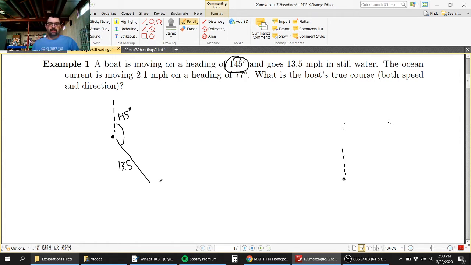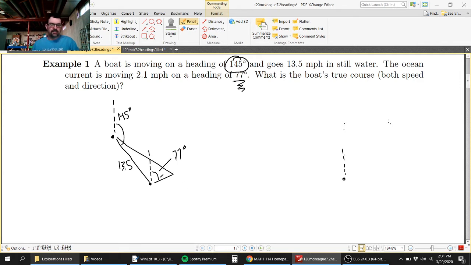And the way we add up vectors, we'll draw the first one, we'll tack the second one onto the end of that one. So here's our first vector. Now we're going to tack the ocean speed onto the end of that. So from this spot, drawing a north line for measuring an angle, a heading of 77. So if you were pointing straight north and rotated clockwise 77 degrees, you'd get this kind of thing where 77 is right there.